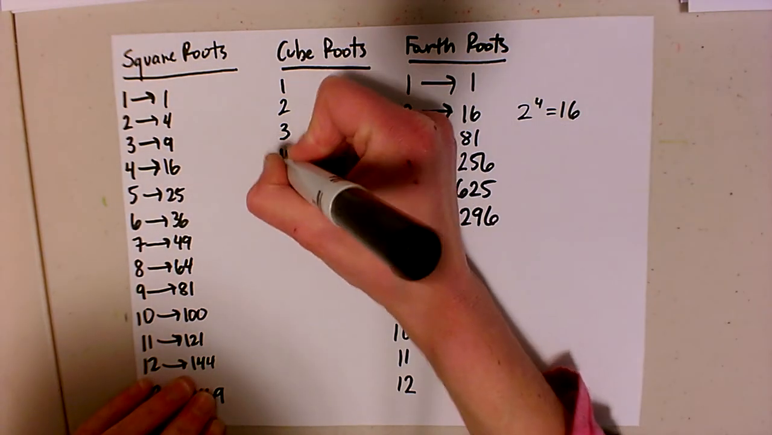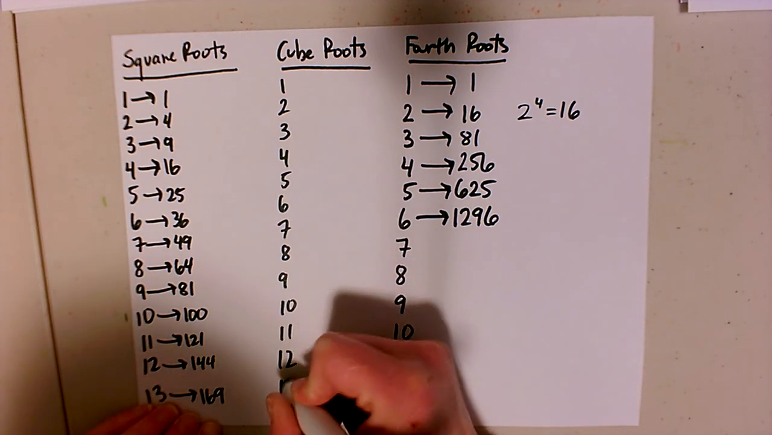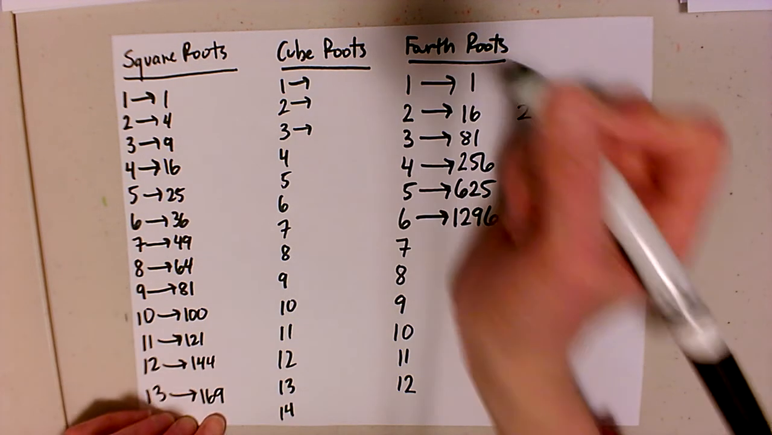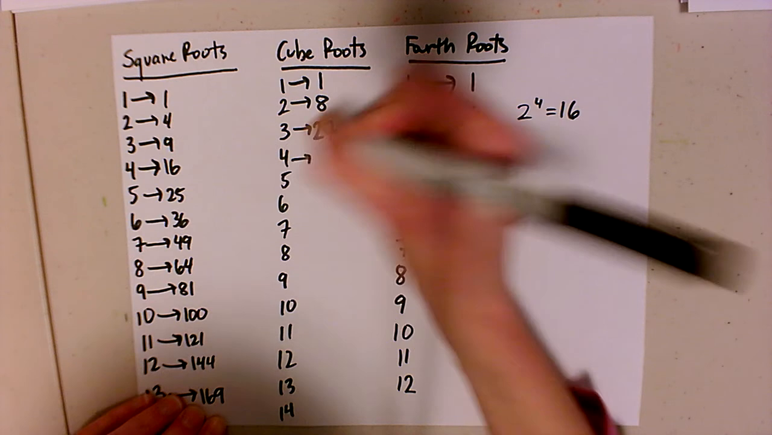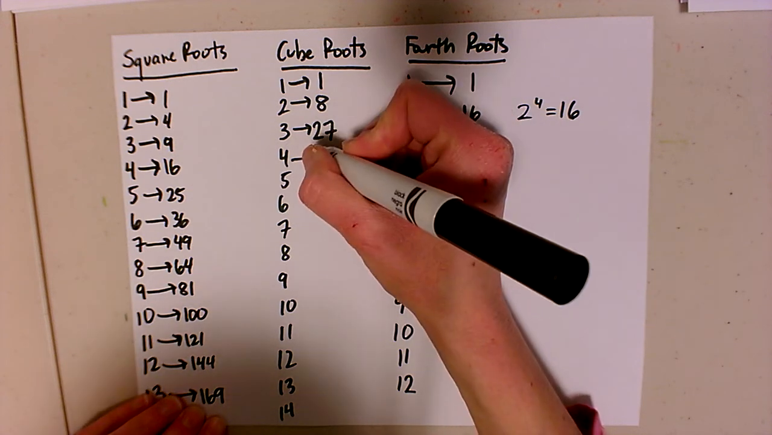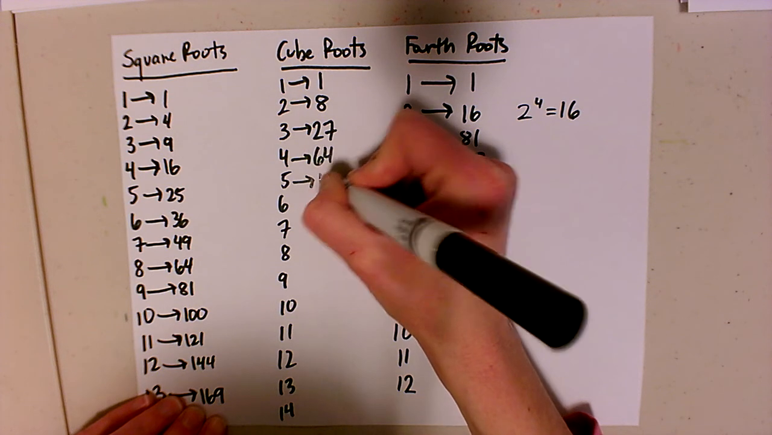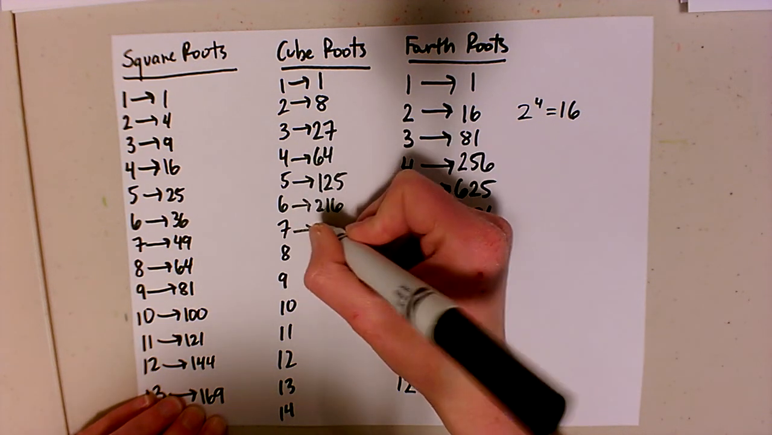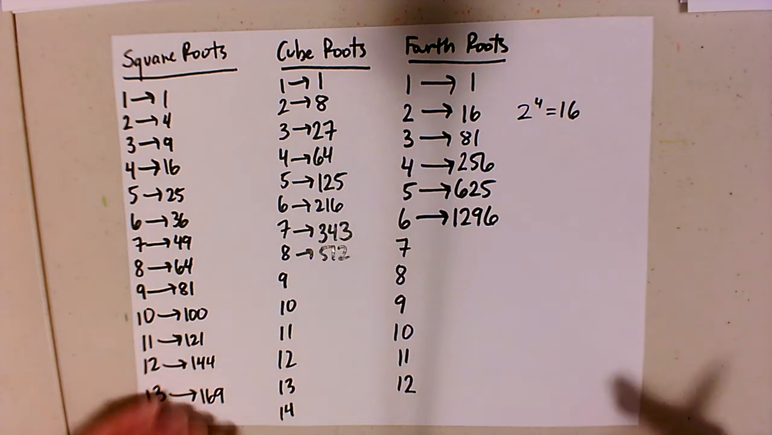So if I just go 1, 2, 3. And we can use this list in later lessons, and it would probably be good for you to make a list or memorize these. So 1 cubed is 1, 2 cubed is 8, 3 cubed is 27, 4 cubed is, 4 times 4 is 64, 5 cubed is 125, 6 cubed is 216, 7 cubed is 343, 8 cubed is 512, okay?